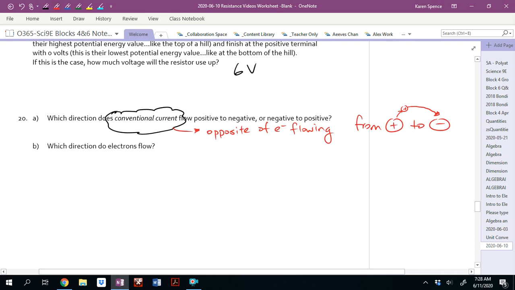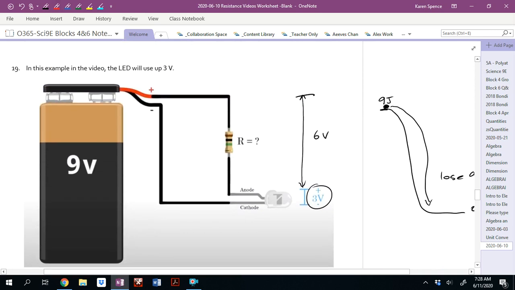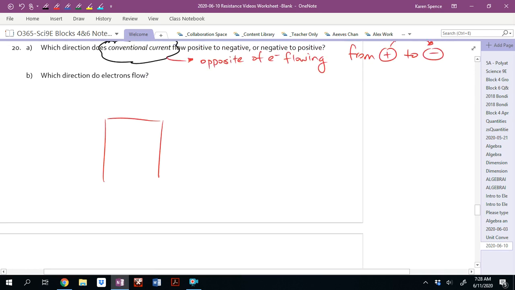However, we now know that it's not positive charges flowing. We know it's the negative electrons. And so the electrons are repelled. If this is our battery, and let's say we had our positive terminal here and our negative terminal here.